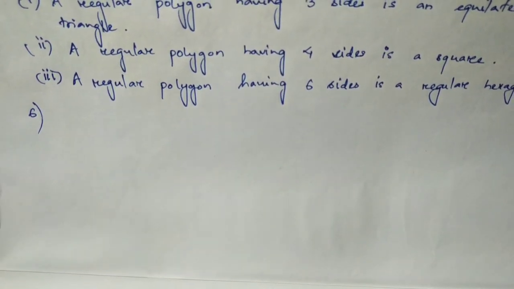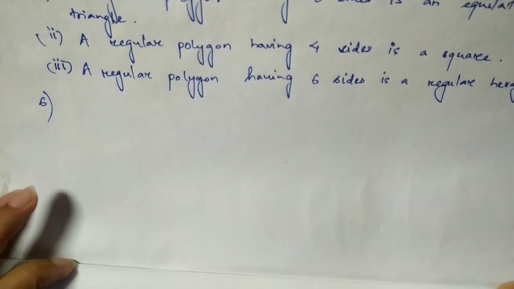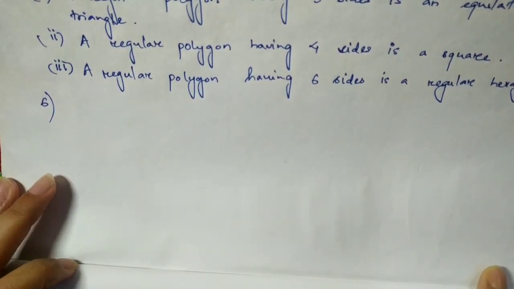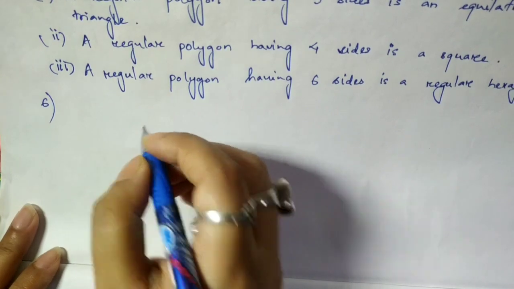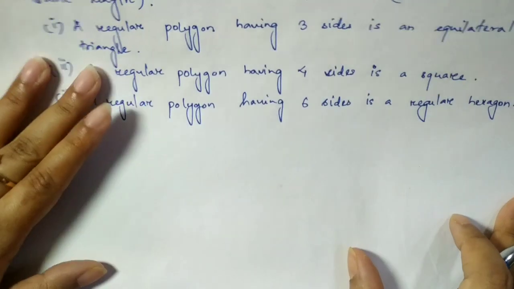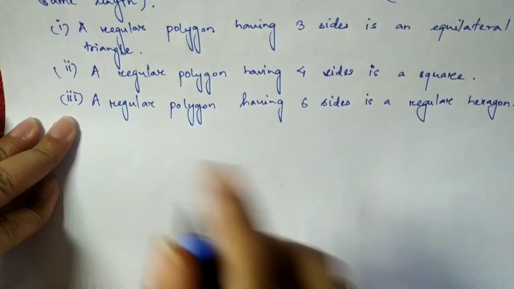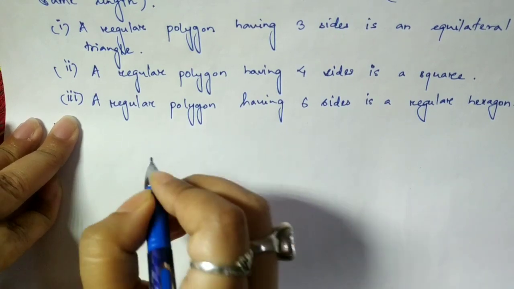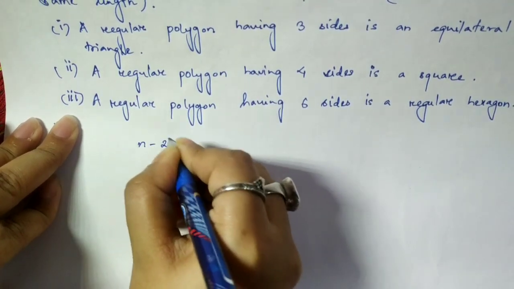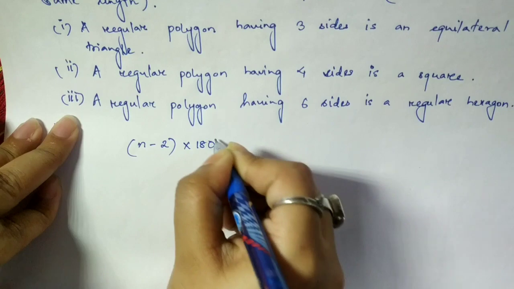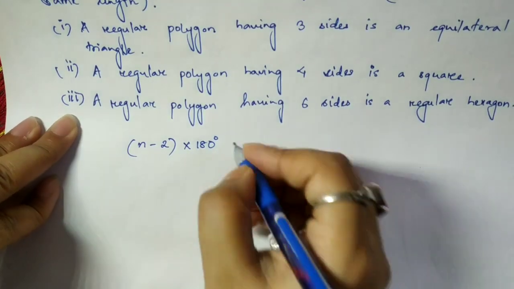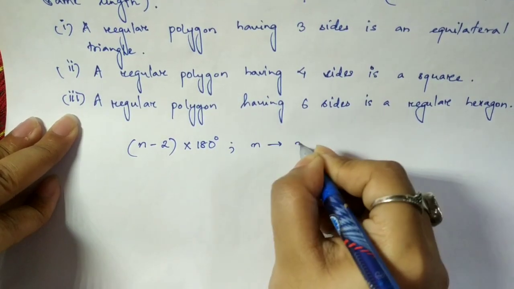Now for this, we will be needing a formula. If you remember, in the last video I explained to you the sum of, okay, before we start with the sum, I'll give you the formula again. The sum of all the interior angles of a polygon can be calculated by this formula, (n minus 2) into 180 degrees, where n is the number of sides of the polygon.